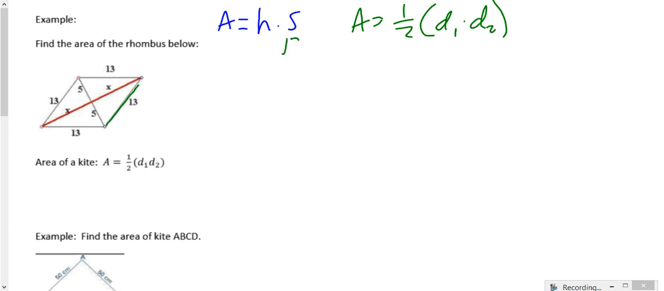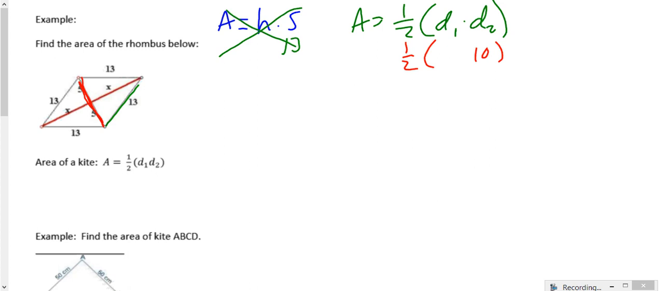Now if we look at our shape, we have the sides, which are 13, so that's good. But we don't have the height. So therefore, this one is not going to be a choice. So if we go to the other one, we look and see what we have. Well, we do have a diagonal, one complete diagonal, that'd be 10, but we don't have the other.